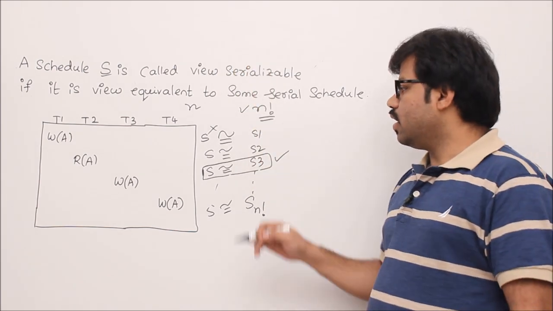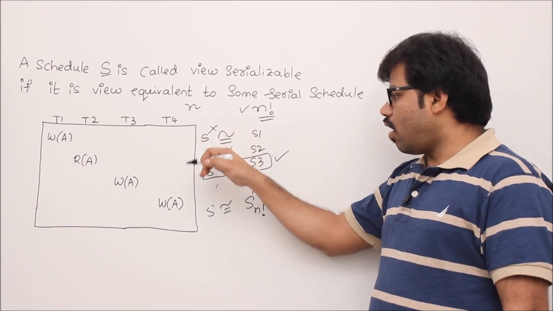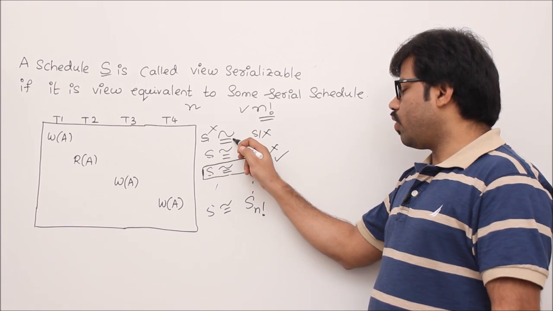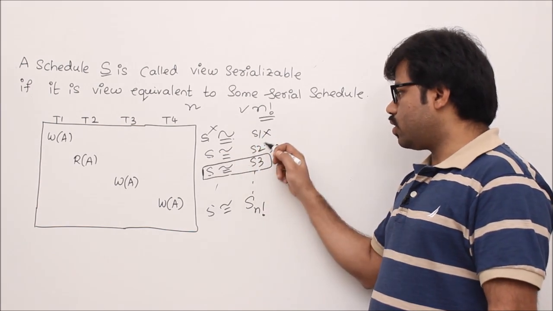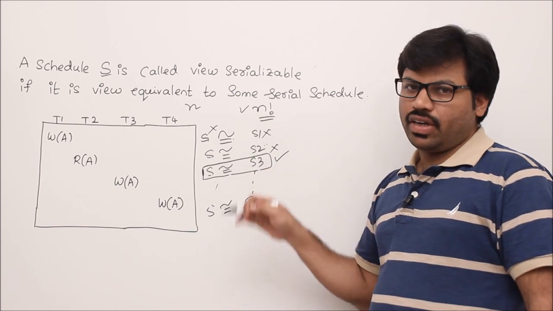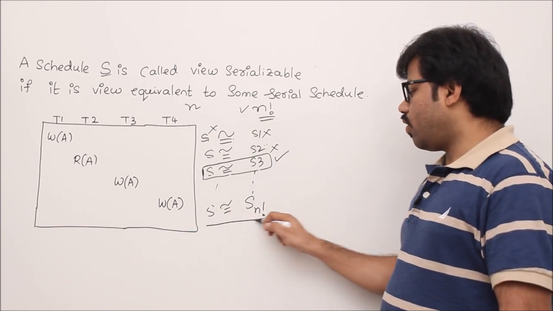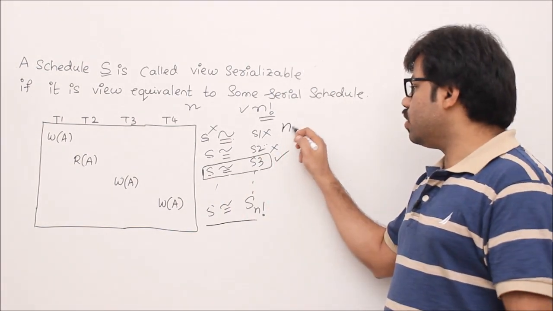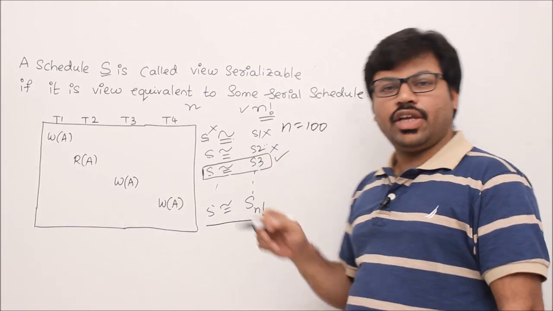In the worst case, all these comparisons give a false answer. That means s is not view equivalent to s1, not view equivalent to s2. When will we realize it? After comparing against every serial schedule. It takes a lot of time because there are n factorial serial schedules. When the value of n is 100, the factorial is very huge.